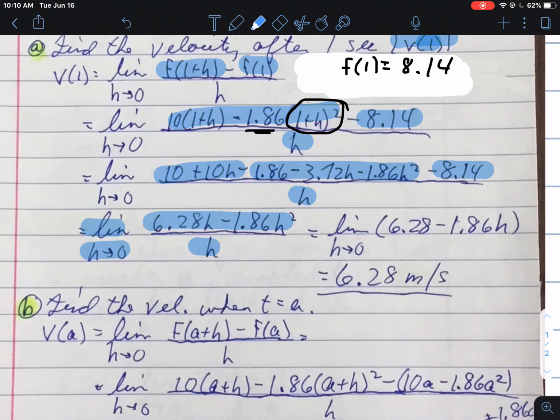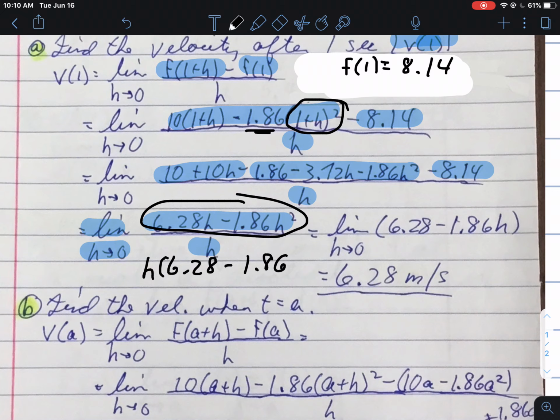I can factor out, let me write this step out because I'm going to be clear here. I mean, you can, and notice I'm consolidating some steps. You're perfectly welcome to do that. Just make sure you're keeping things straight. Watch your calculations. Because what I did next was in this numerator I just factored out the h, which left us with 6.28 minus 1.86h. And so now you can divide out the h in the numerator with the h in the denominator.